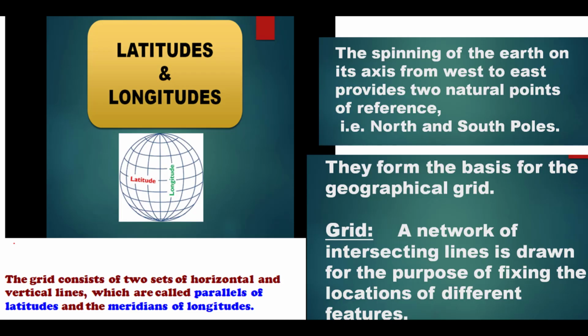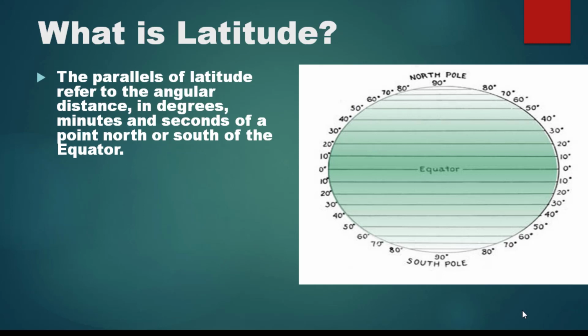Latitudes and longitudes. The spinning of the earth on its axis from west to east provides two natural points, north and south pole. They form the basis for the geographical grid. So what is a grid? It is a network of intersecting lines that are drawn for the purpose of fixing the locations of different features. The grid consists of two sets of horizontal and vertical lines, which are called parallels of latitudes and the meridians of longitudes, respectively. What is latitude?